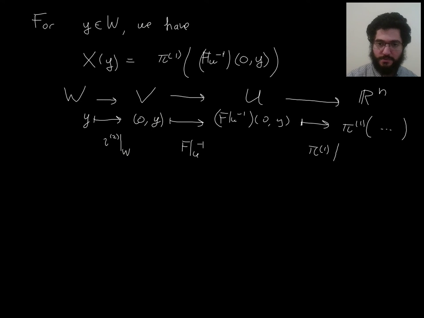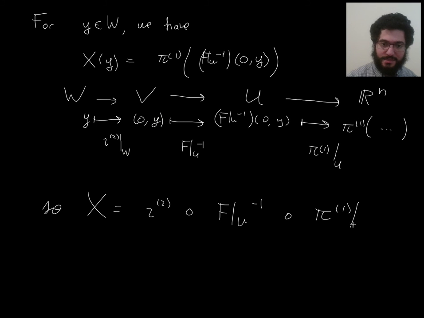And I guess this is actually pi1 restricted to u, if I want to call it a map from u to Rn, rather than from Rn plus m to Rn. Okay, so this is a way of looking at x. It's iota 2 composed with this, composed with this. And let me omit the restrictions just to make it look prettier. But really, this should be restricted to u, and this should be restricted to w. But let me just write it like this for aesthetics. So this is a composition of 3 functions.